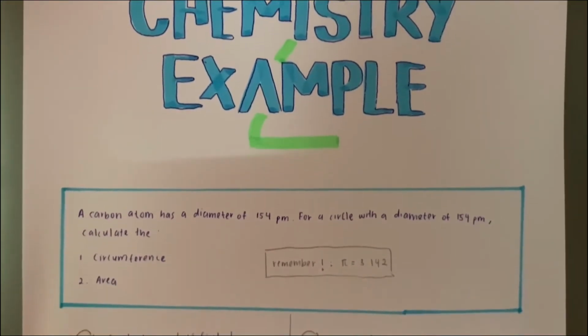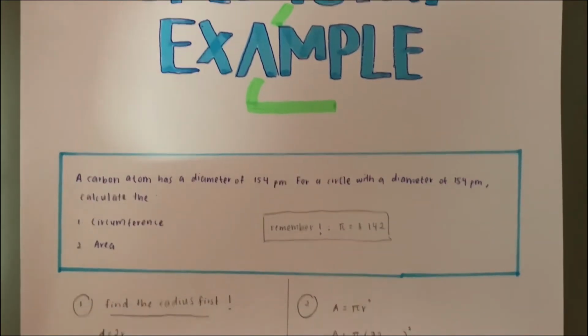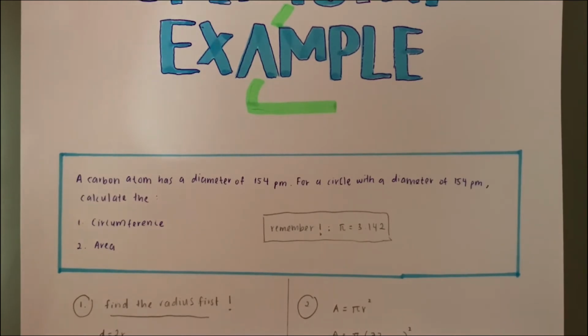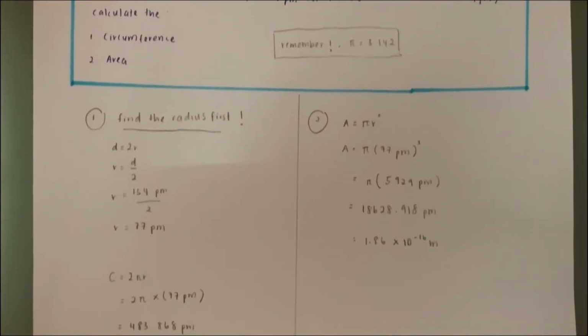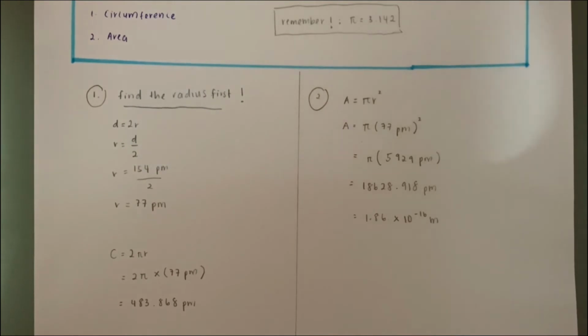So this is the question. A carbon atom has a diameter of 154 picometer. For a circle with a diameter of 154 picometer, calculate the circumference and area. So remember, the pi value is 3.142. So this is how we solve the question.